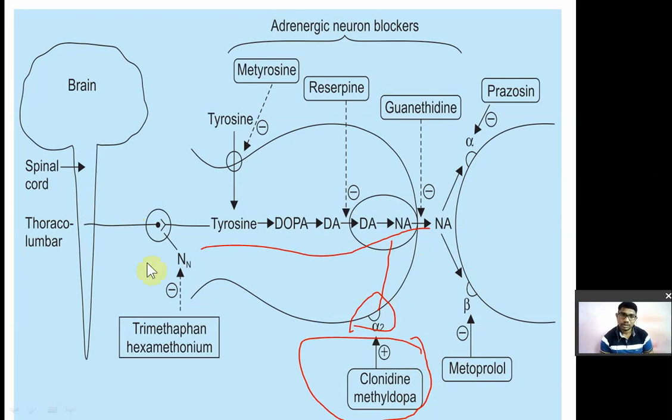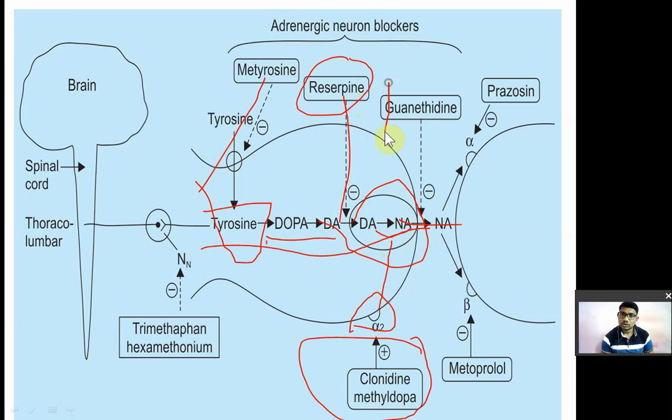So you can block different steps. You can block the first step, that is the conversion of tyrosine into dopa, by using metyrosine. If you cannot prevent this, dopa will be synthesized. After that, dopamine will be synthesized. Dopamine will be stored in the synaptic vesicle. This can be prevented by reserpine. Reserpine is known as a catecholamine depleter. वो deplete कर देगा, वहाँ से आकर लेगा. Now dopamine will be converted to noradrenaline. Noradrenaline will be released, and release of noradrenaline is prevented by the adrenergic neuron blocker known as guanethidine.